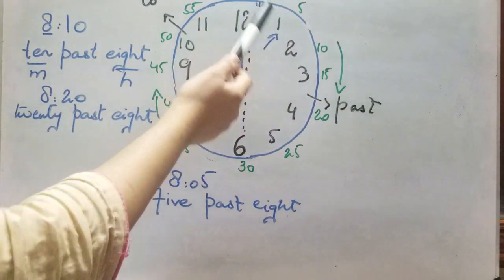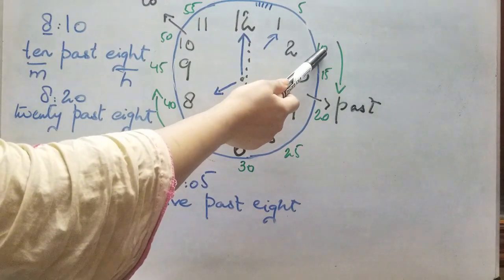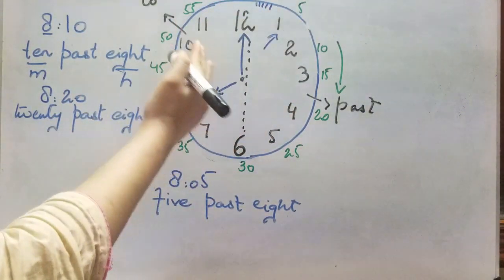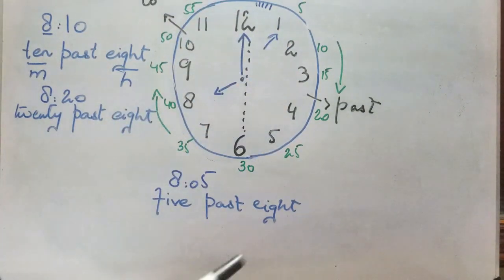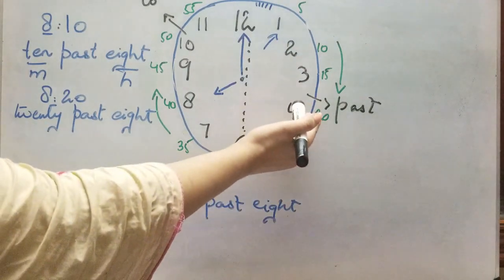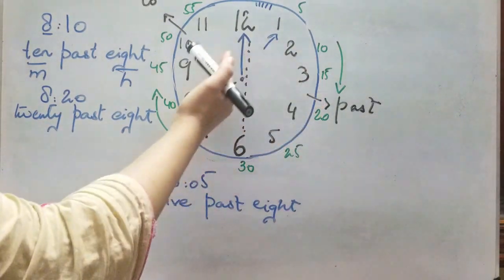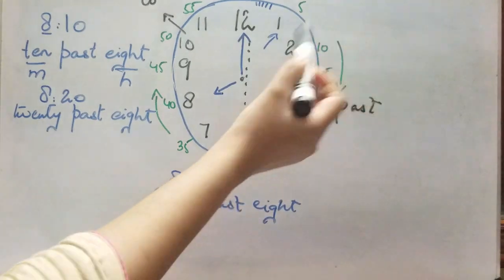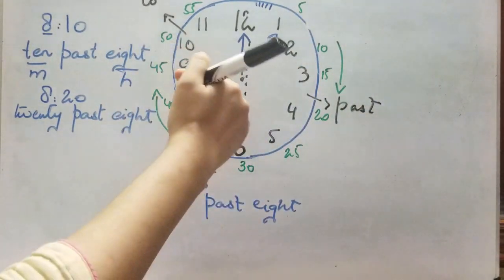If it was on 2, you would say it as 10 past 8. That means 10 minutes have passed after 8. If it was on 20, you would say it as 20 minutes past 8 or 20 past 8. So this is a method that you can use if someone asks you the time, you could say 20 past 8, 20 minutes have passed.